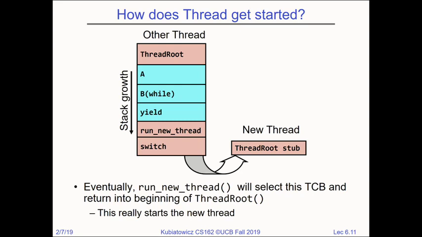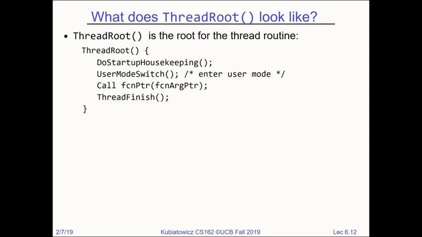And the PC is at this thread root stub, which is a little bit of code that gets us going. And as soon as we start running, things will pick up. So what does thread root look like? Well, thread root starts some housekeeping, which is basically, when did the thread start up and so on, so we can compute how many cycles are used. It goes into user mode from kernel mode. It calls the function with the arguments, and then it calls thread finish. So if this code were to run from start to end, we would start some housekeeping, turn into user mode, run the function, finish, exit, we're done.